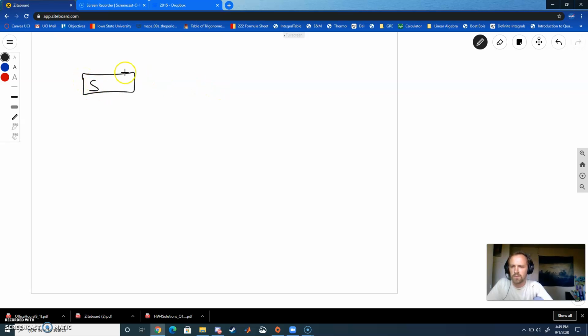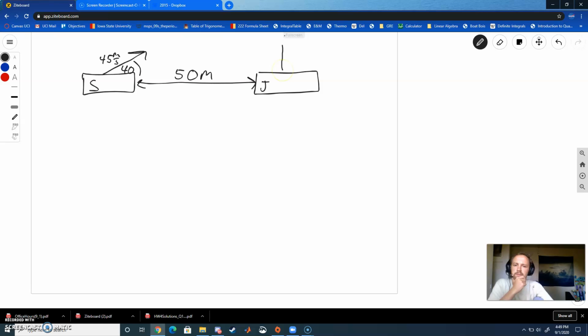We've got Steve. Steve's going to be shot at some angle, and that angle happens to be 40 degrees. And he's going to be shot at 45 meters per second. Now, meanwhile, 50 meters away, his buddy John is going to be shot straight up. But we don't know how fast to shoot him up. And that's what we're here to find out.